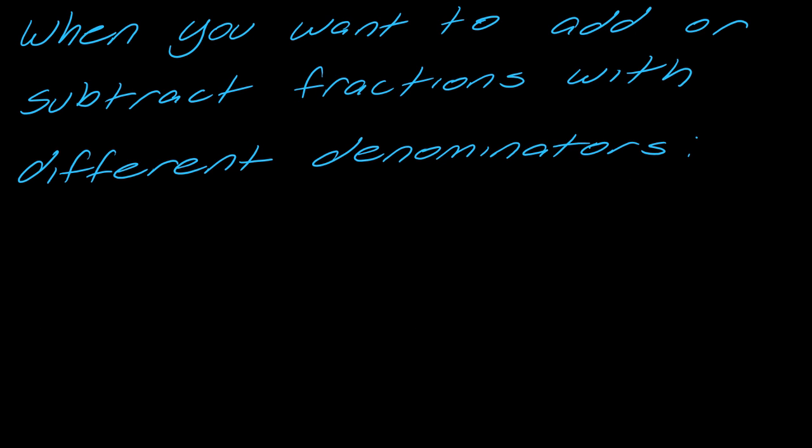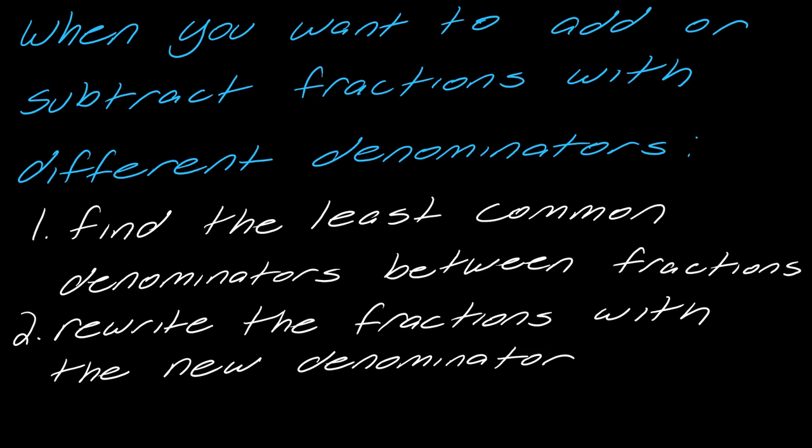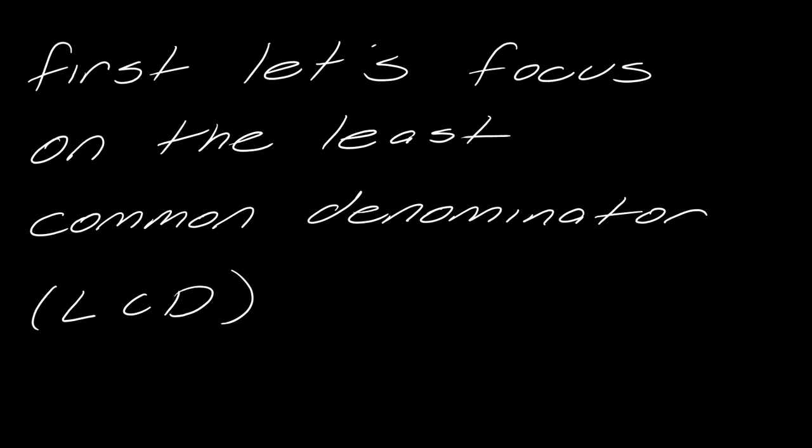Okay, so when you want to add or subtract fractions with different denominators, there are 3 things that you have to do. First, you have to find the least common denominator between the fractions. Then you want to rewrite the fractions with the new denominator. That's your desired denominator from part 1. And then after that, you can add or subtract. We talked about how to do that when you have the same denominator in the last video. So first, let's focus on the least common denominator, which going forward, I'm going to call the LCD.